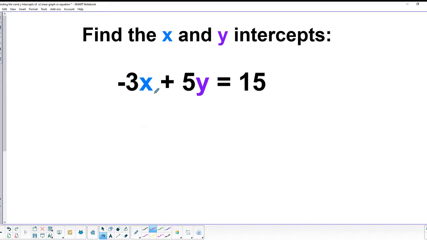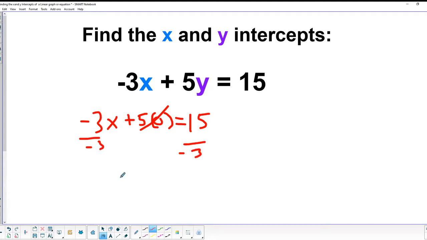How about this one? Let's find the x-intercept. We'll have negative 3x plus 5 times 0, because we plug in 0 for y when we're looking for the x-intercept. That cancels, and we divide both sides by negative 3. And we end up with x equals negative 5. Wow, that's pretty straightforward, huh?